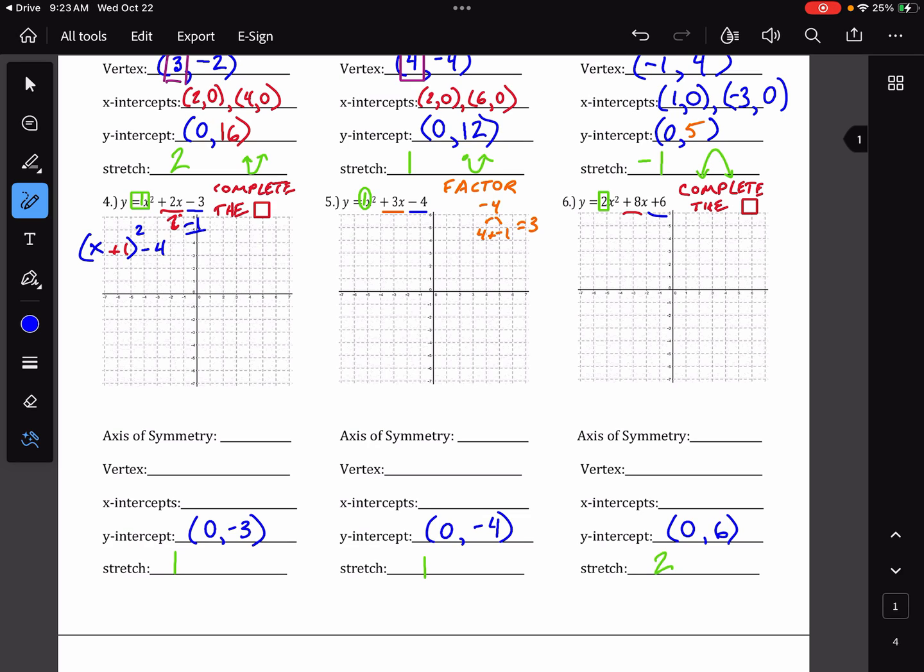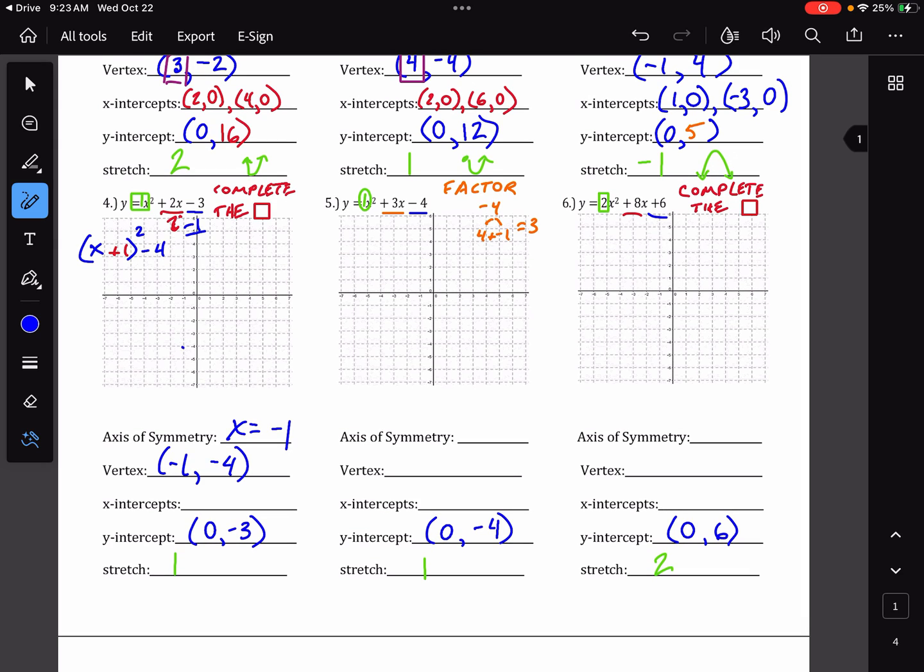So vertex: opposite inside the parentheses stays the same. That's outside. Negative 1, negative 4. My axis of symmetry matches the x value of the vertex. Don't know my x-intercepts, but let's plot this and see if it comes out. So negative 1, negative 4 is right here.